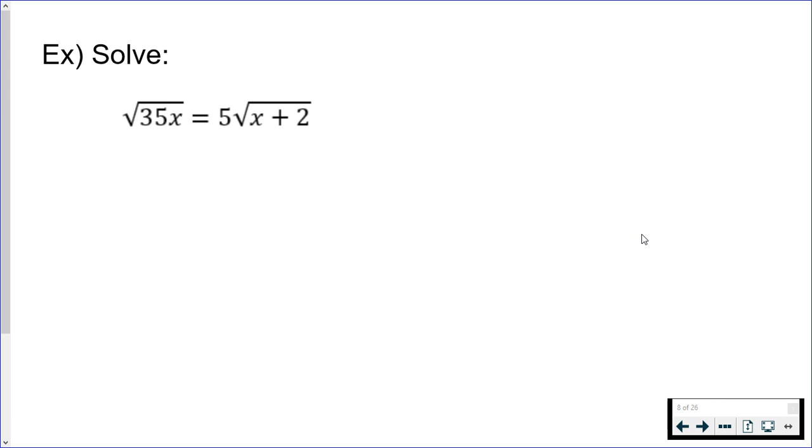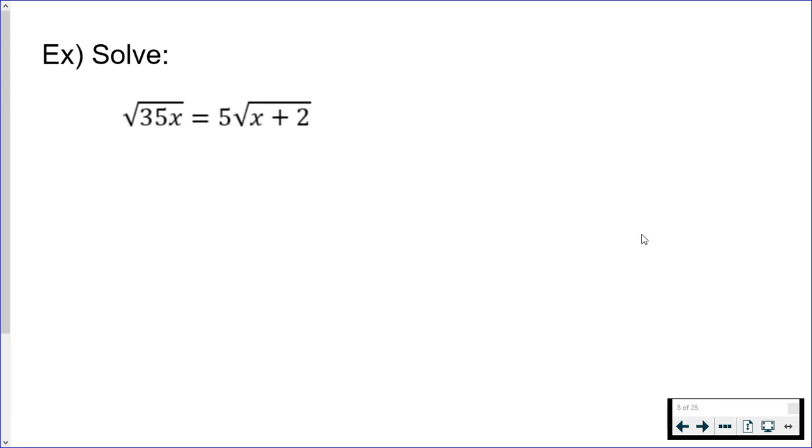Now, the problem with this example is I have multiple radicals, and no matter what you do, there's no way to try to isolate one of these radicals because there's two of them. You can try to divide by 5 to the other side, but you're just going to end up with a 1/5 in front of the square root of 35x. So there's nothing to do here. We're just going to have to skip to our next step, which is get rid of those radicals.